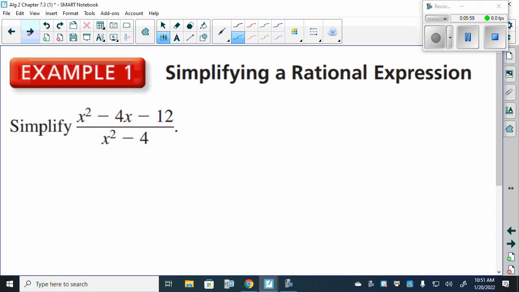Let's look at this next one here. For us to be able to do anything with this, we're going to need to factor. We're going to have to factor the numerator and the denominator to be able to work with this. Which one do we want to factor first?